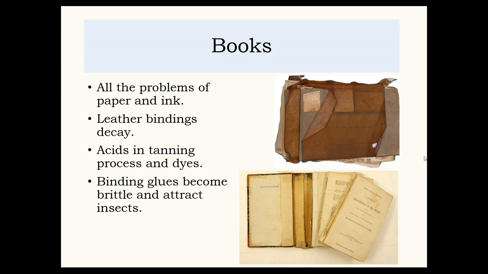And then the binding glue that puts books together can be made out of animal hide. That's one of the more used types of glue. Hide glue is one of the most common types of glue that is used in early books. Today, people are still using animal hide glue, especially when putting together musical instruments. It's still a very popular type of glue.